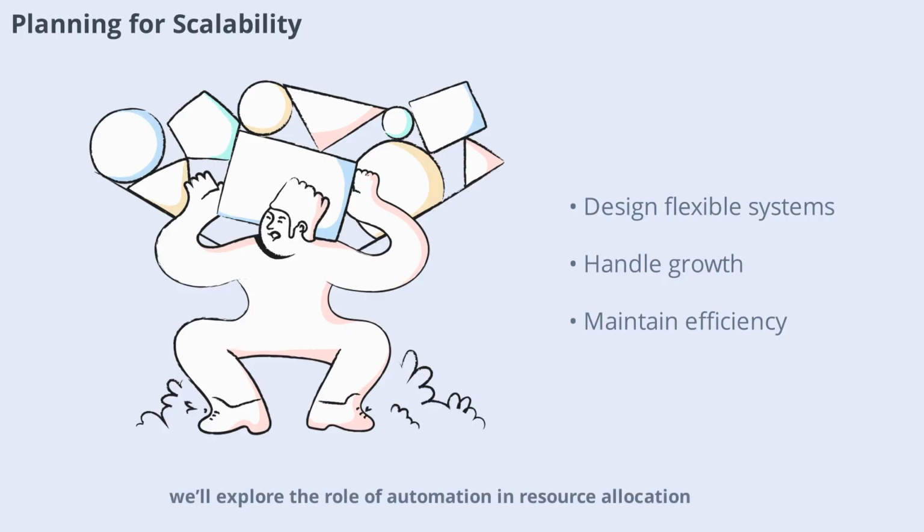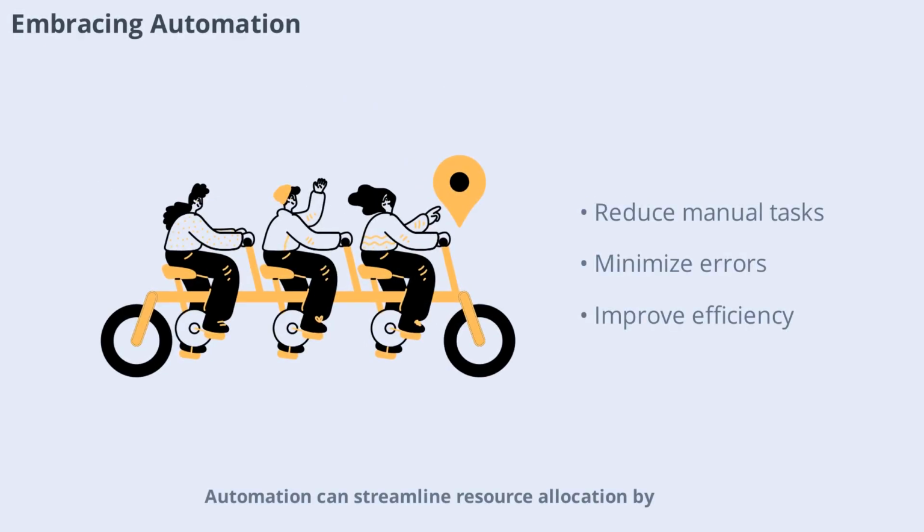Next, we'll explore the role of automation in resource allocation. Automation can streamline resource allocation by reducing manual tasks and minimizing errors. Automated tools help track budgets, assign tasks, and monitor progress in real time. This frees up human capital for more strategic work and improves overall efficiency. By embracing automation, organizations can stay agile and responsive.